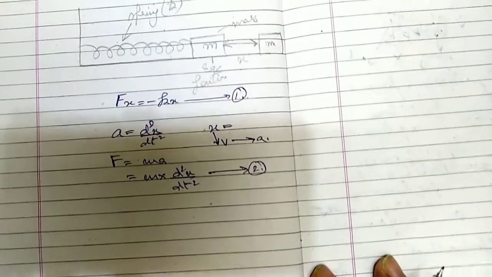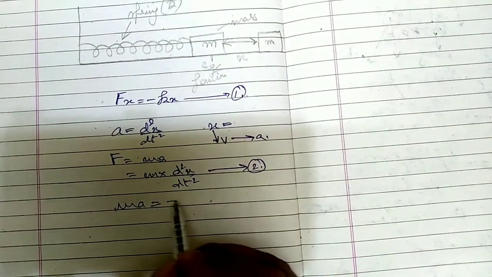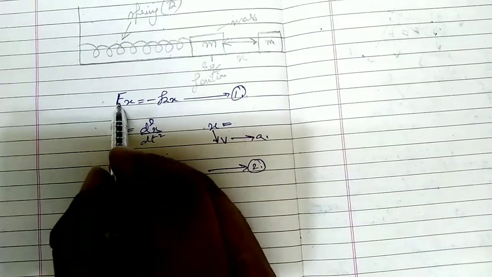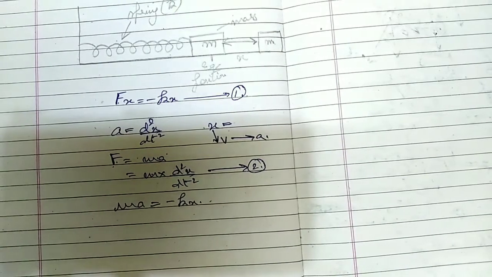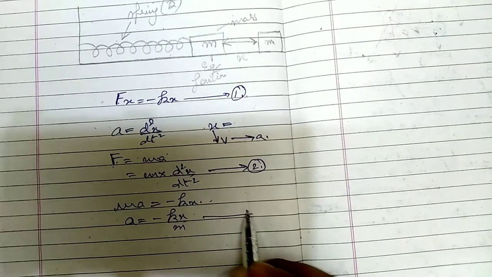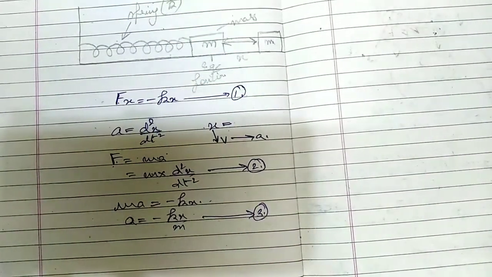So if we compare equation 1 and 2, we get ma is equal to minus kx, because this ma is also equal to Fs. Okay, so from here we get a is equal to minus kx upon m. This is the acceleration of this system.